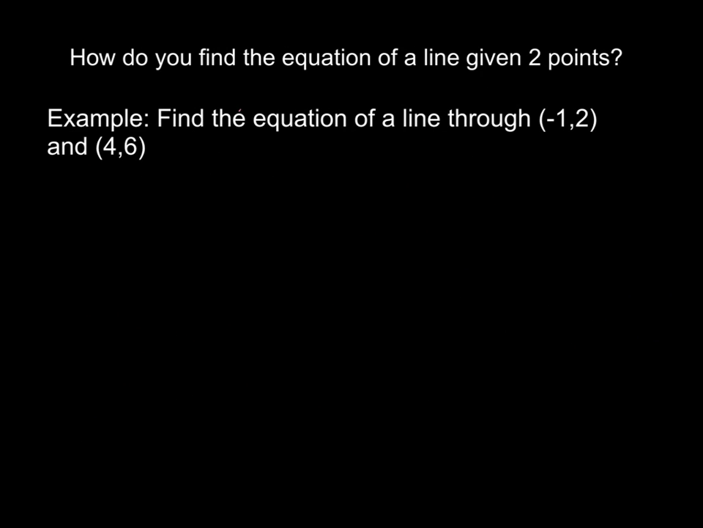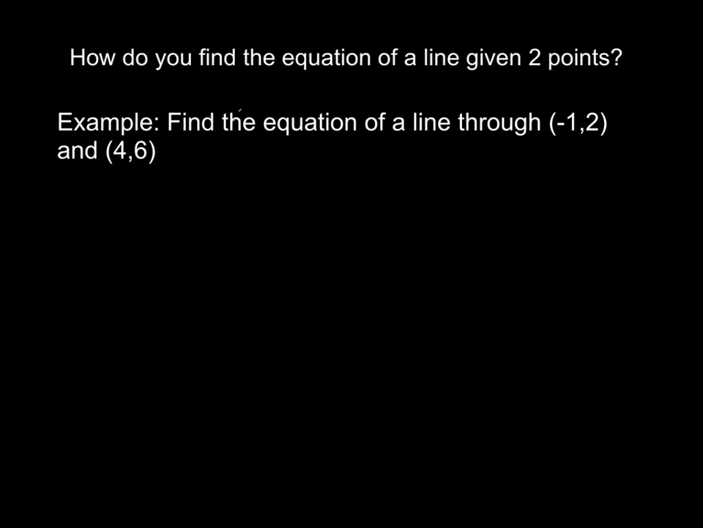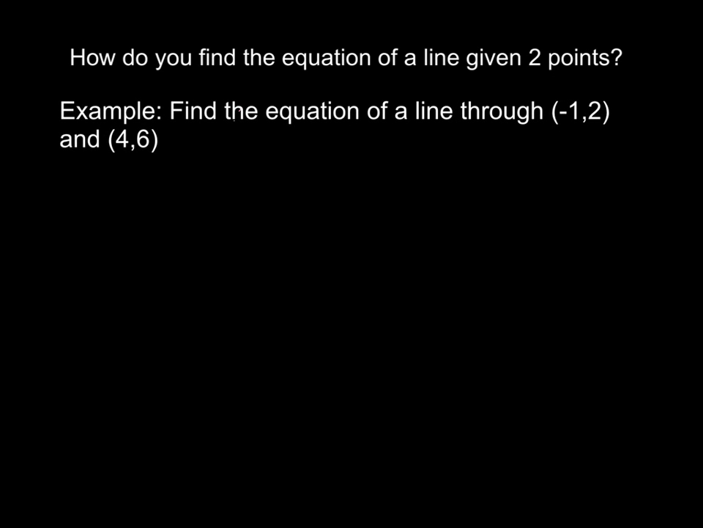So in this next example, we would like to be able to find the equation of a line given 2 points. And for this example, we're going to find the equation of a line through -1, 2, and 4, 6. So the first thing I'm going to do here is label these ordered pairs x1, y1, and x2, y2.